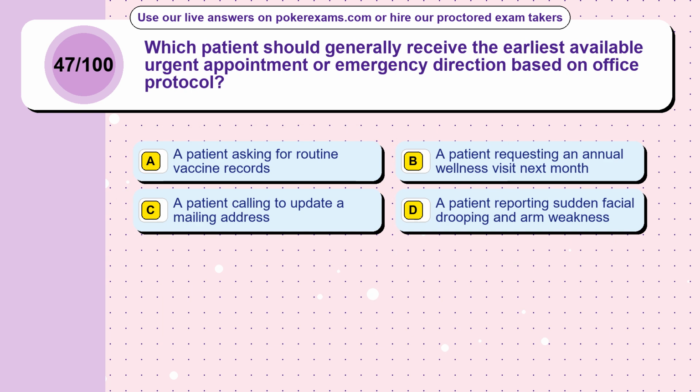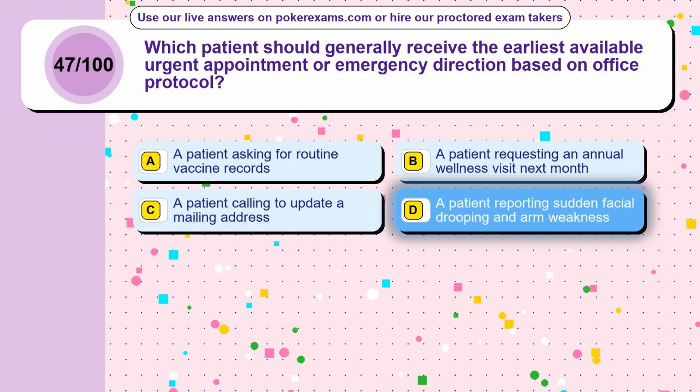Question 47. Which patient should generally receive the earliest available urgent appointment or emergency direction based on office protocol? Option A. A patient asking for routine vaccine records. Option B. A patient requesting an annual wellness visit next month. Option C. A patient calling to update a mailing address. Option D. A patient reporting sudden facial drooping and arm weakness.